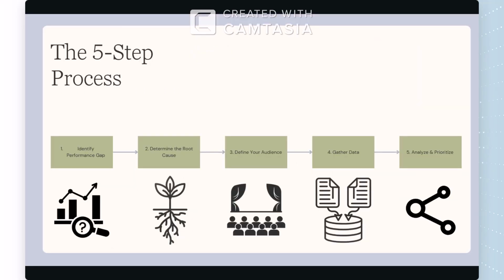The 5 steps. First, identify the performance gap. Second, we determine the root cause. Third, we define our audience. Fourth, we gather our data. And fifth and last, we analyze and prioritize. Let's dive into each one.